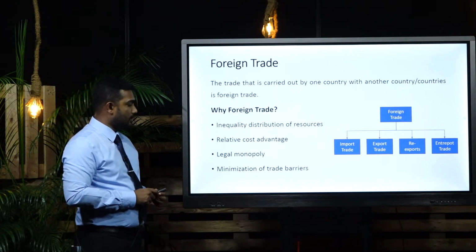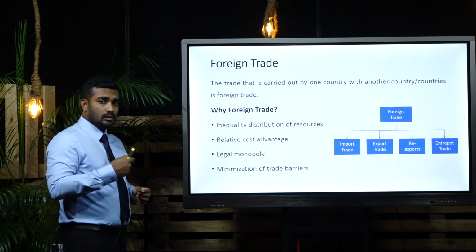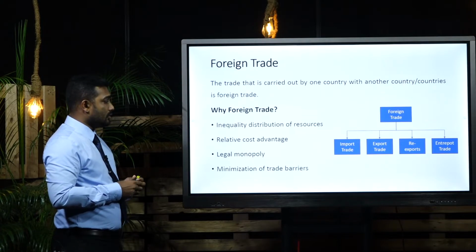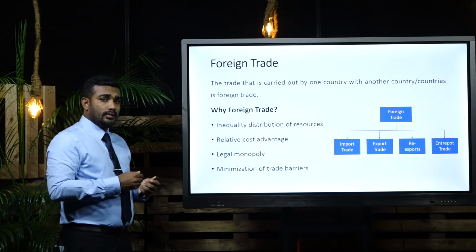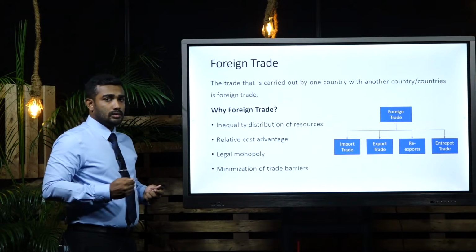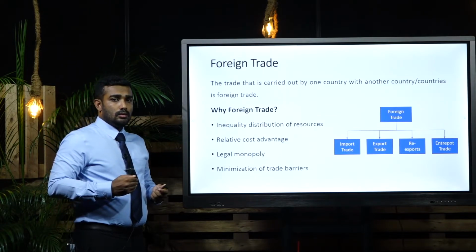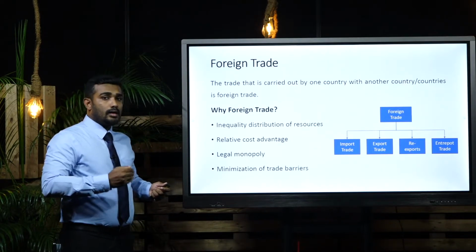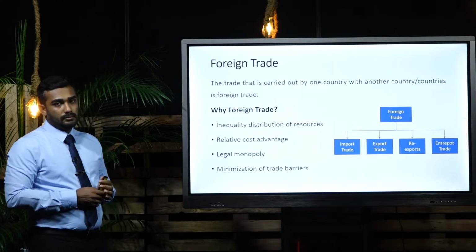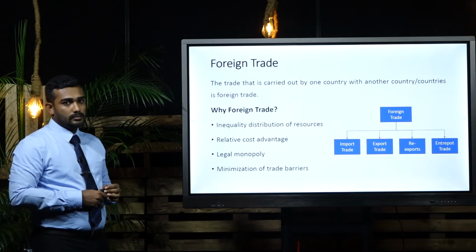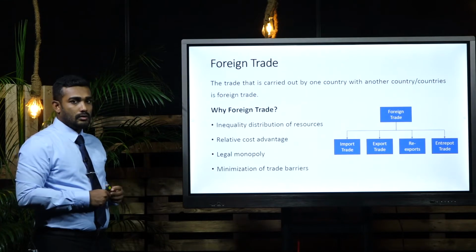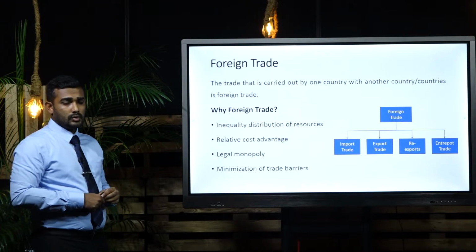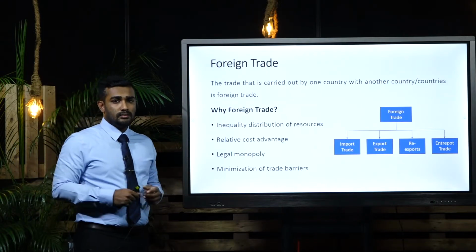Okay. And moreover, there may be situations where the countries are importing products with the intention of breaking the current monopoly within the country. Right? Now in Sri Lanka, a very famous example is what? Rice. Because here we have a kind of a monopoly for the rice.